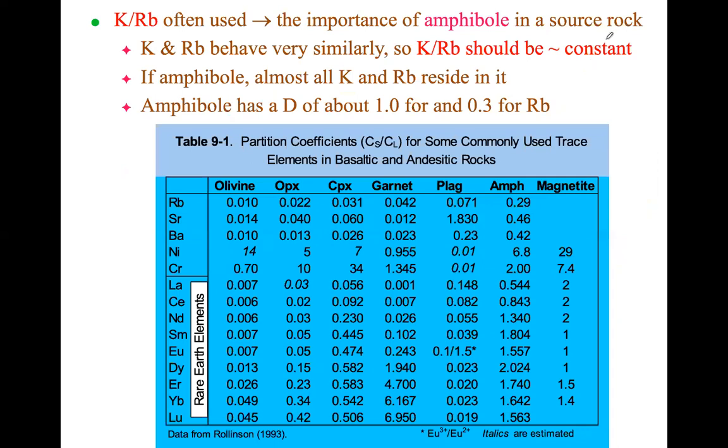Okay, so some implications you can take from the ratios, as I said, and also you can just consider the partition coefficients as well when you select two elements for a ratio consideration.